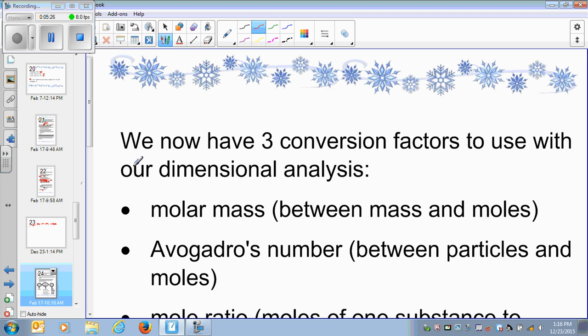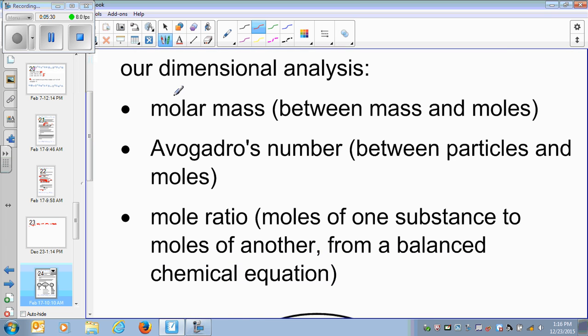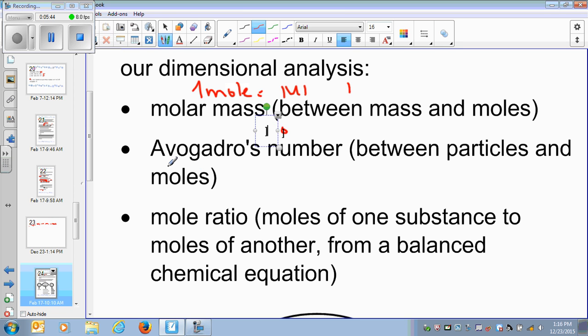Next, we now have three conversion factors to use in our dimensional analysis. We learned that 1 mole is equal to the molar mass, which we get from the periodic table. We learned that 1 mole is equal to Avogadro's number.